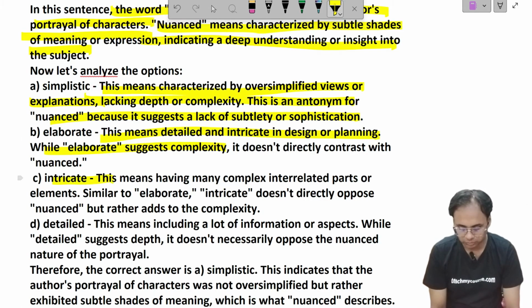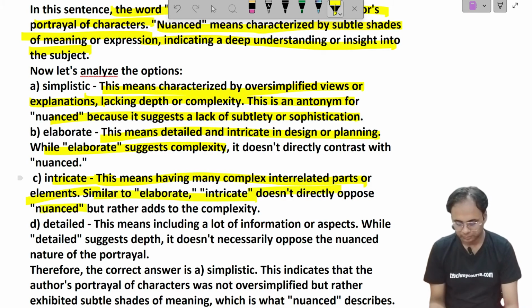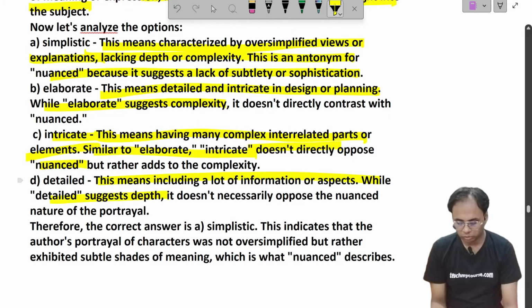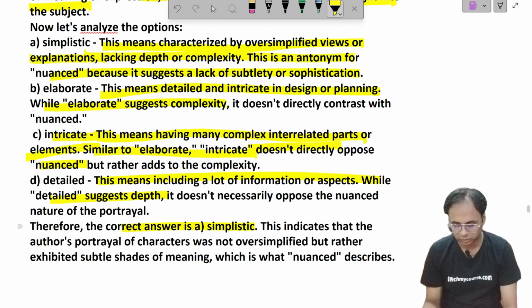Next is intricate, which means having many complex interrelated parts or elements, which is quite similar to nuanced. Next is detailed, which also means depth, and it is quite similar. Therefore, the correct answer is simplistic, which is the opposite of nuanced.